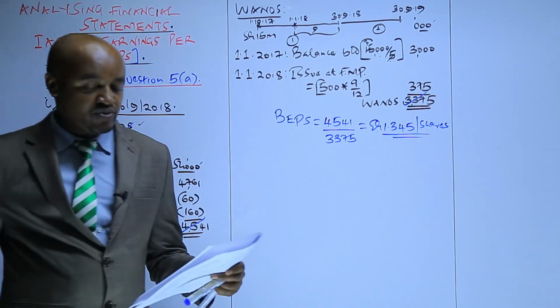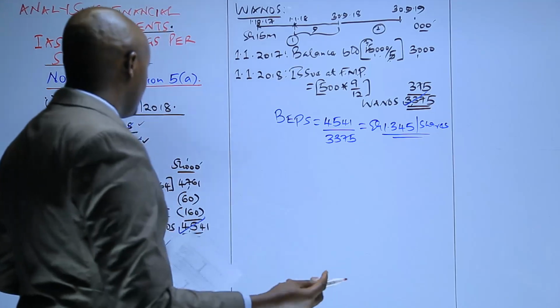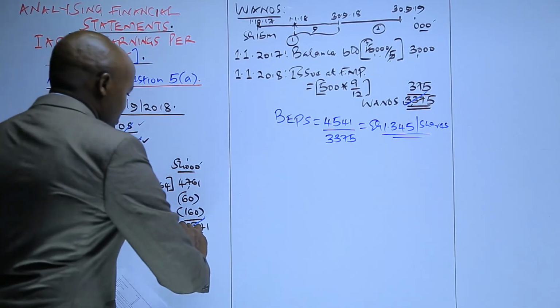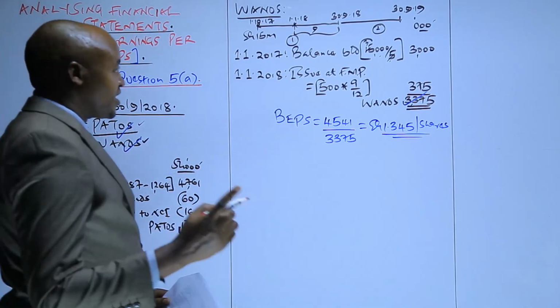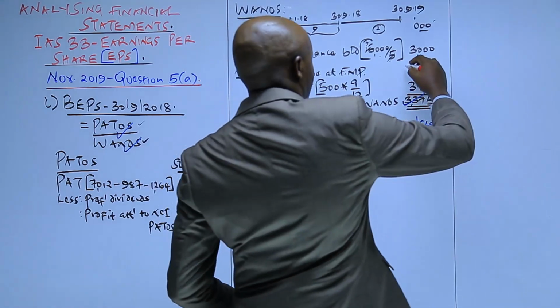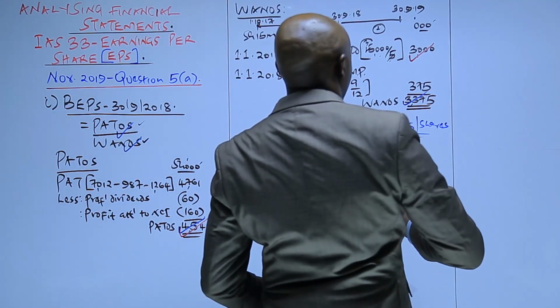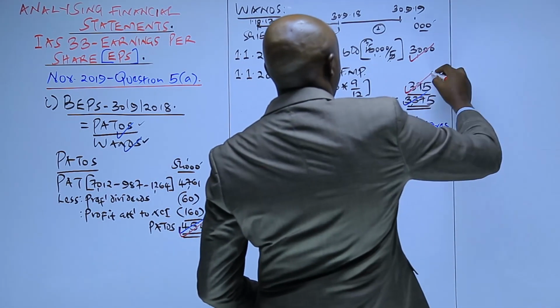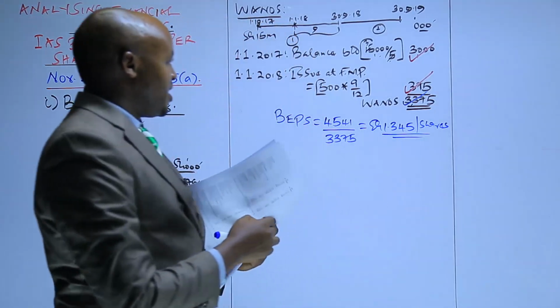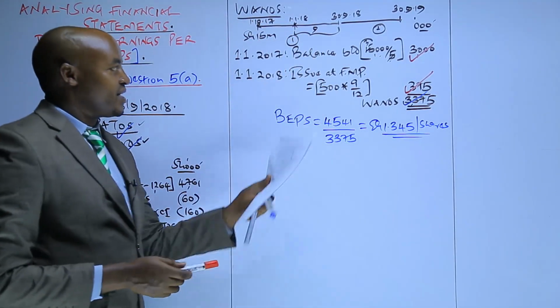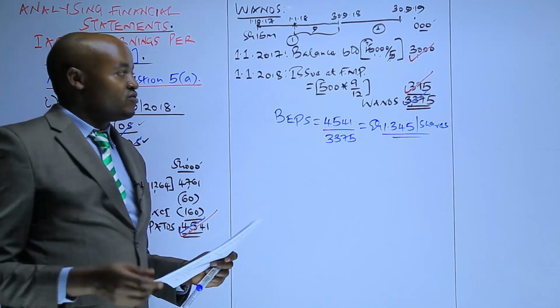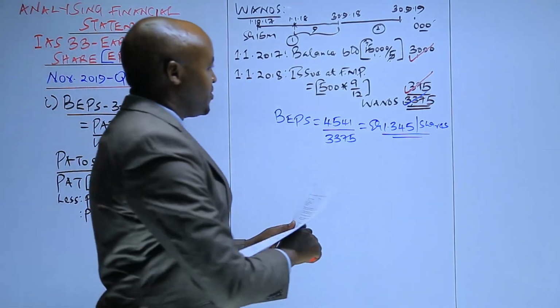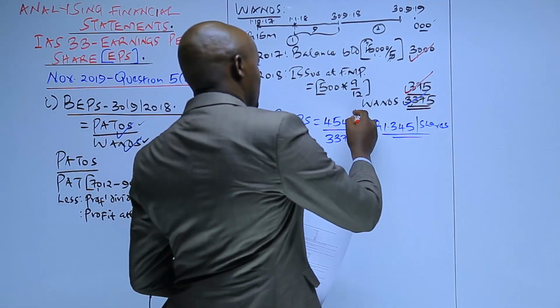And you can see the marks which were located there are 4 marks. Mostly what will be marked here is the PATOS. Were you able to get that figure correctly? And also this, were you able to determine the shares issued and fully paid at the start? And also were you able to deal with those particular shares issued at full market price? Basically by doing that, you get your 4 marks.